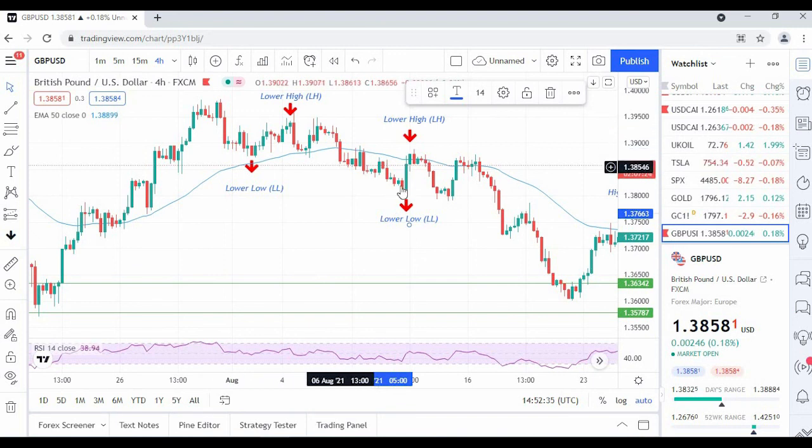Then it pushes down, creating another lower low, which now gives us a series of lower lows, right, which we can say, all right, that is the first sign of validation, right? Then the market pushes up, creating another lower high, which is lower than the previous highs, which validates the trend, right? Then you have a downtrend, right? Then the market further pushes down, right?